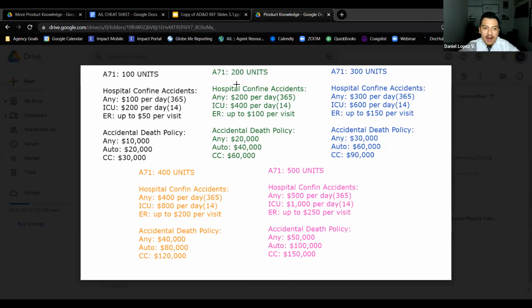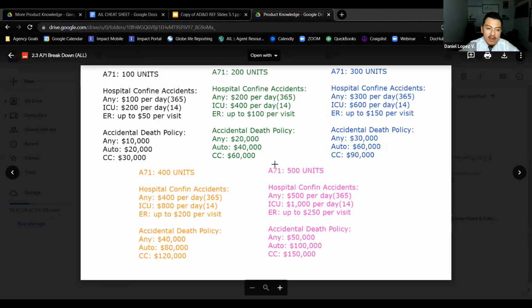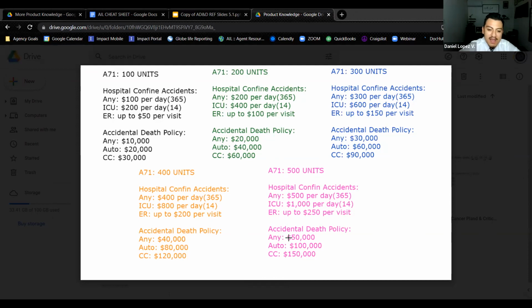So that's why when we pitch them, you'll see that we're maxing out the A71. Now, how do we know what to give them for A71? It all has to do with how much they make in a day. So what we like to compare the hospital confinement to is income protection. If they get hurt, because if someone works and they go to the hospital, it's because they got hurt at their job. Okay, because something happened due to an accident.